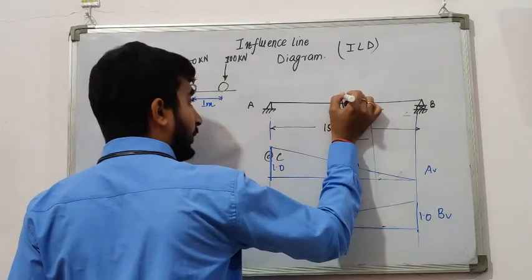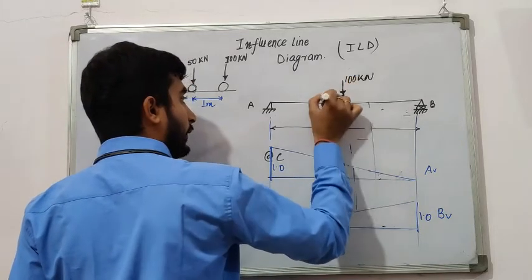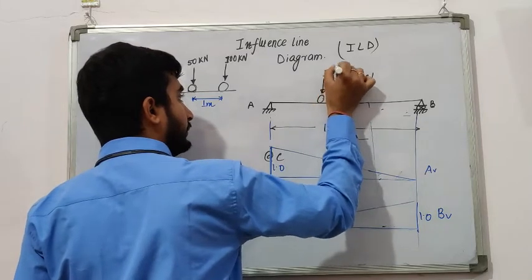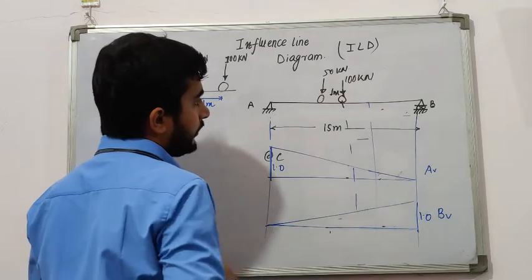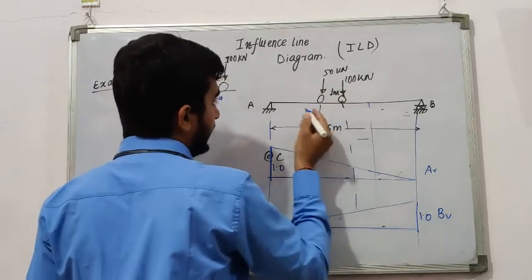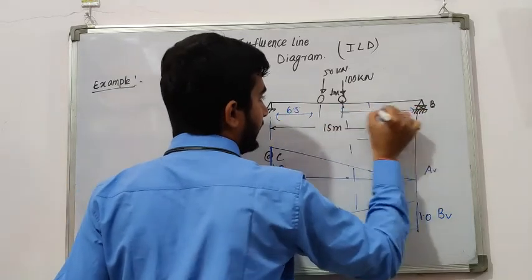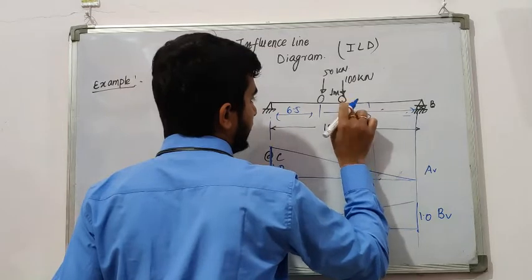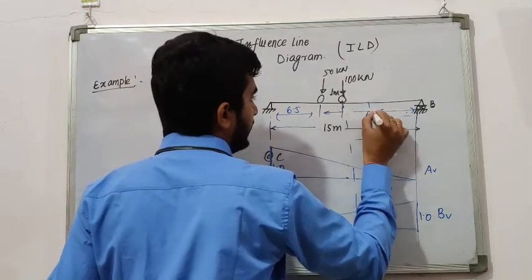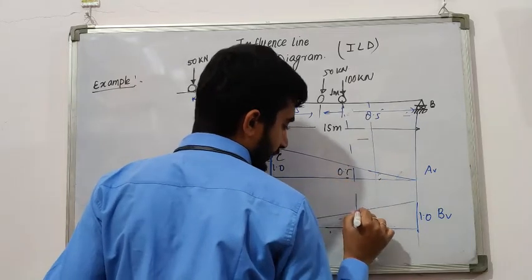So now let's come to the second part. What I did is I place 100 kilonewton here and I place 50 kilonewton here. This distance is again 1 meter. So from this side it has to be again 6.5 and from this side it has to be again what? Sorry, this distance 8.5. This is the center, ordinate has to be 0.5.